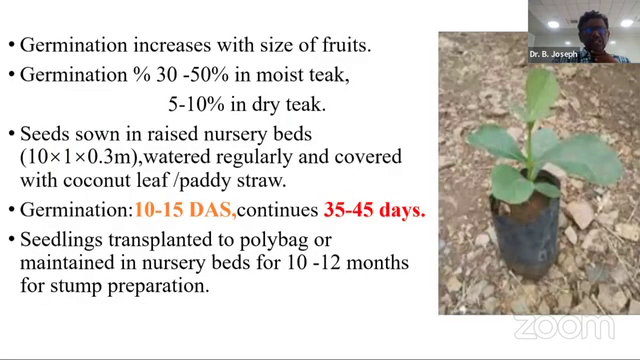So this is the teak tree, how it germinates and comes up in the poly bag. You can see how this tree has come up. After 35 to 45 days, the teak seedlings will come up like that. Then these polybag seedlings can be transplanted to the main field after 1 year, or even before 1 year, depending upon the growth of the polybag grown seedlings.